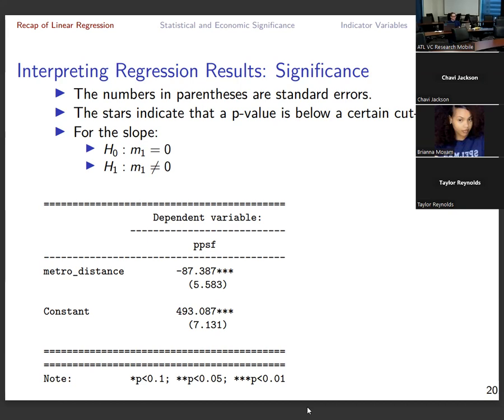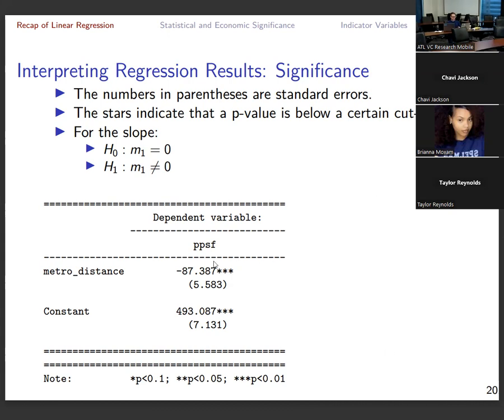If the p-value is 1%, you have a 1% chance of rejecting the null when it's true, versus a 0.1% chance that you reject the null when the null is true. Which one are you more confident in? It would be the 0.1%. The smaller the number, the lower the chance of making a mistake.